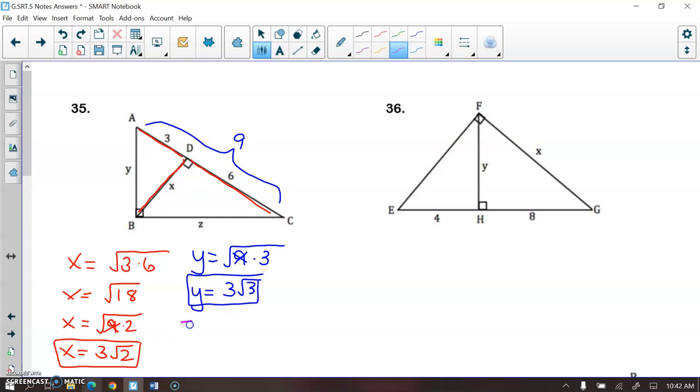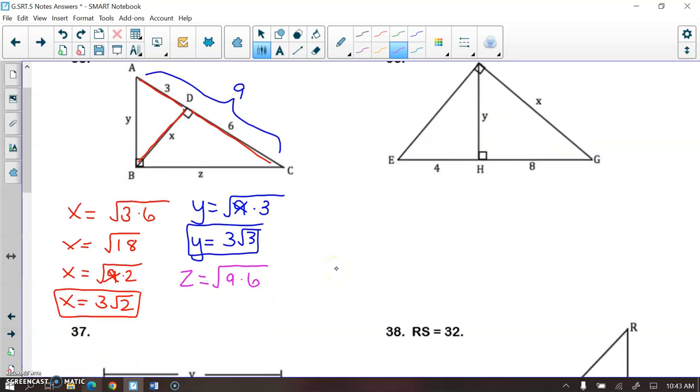Lastly, moving on to z. Z is a leg, so it's equal to the square root of the product of the whole hypotenuse times the part it's adjacent to. This one's pretty simple as well, because I can do the square root of 9 right away. And the square root of 6 does not have any perfect square factors, so we can just leave it underneath the radical.